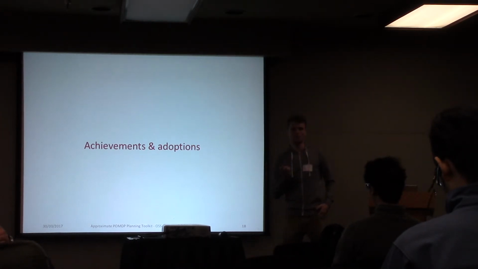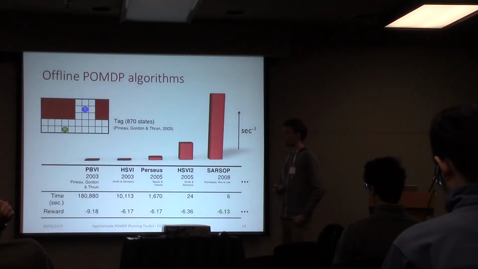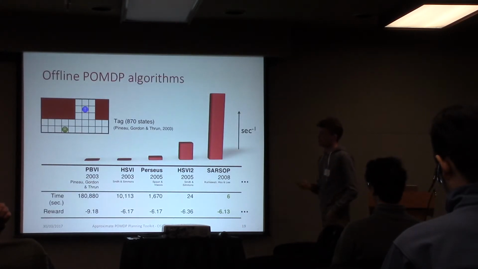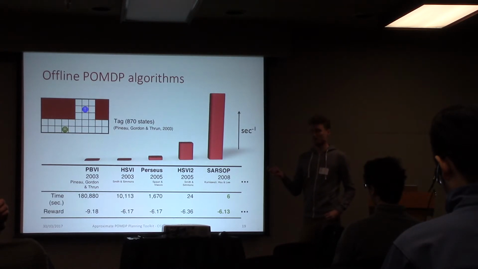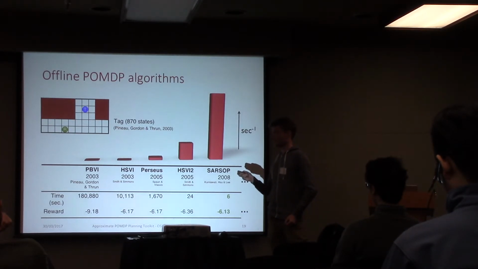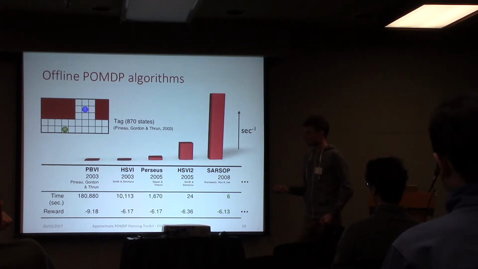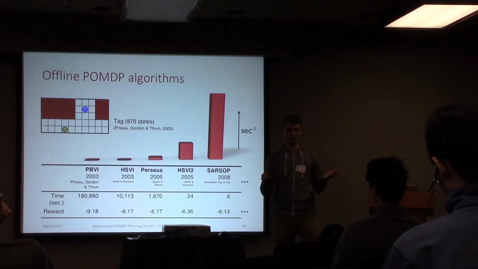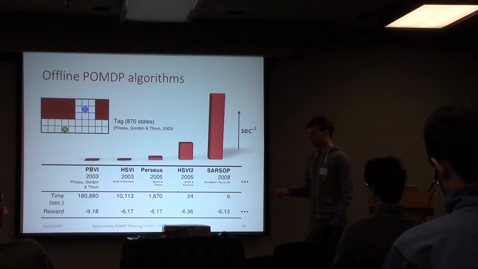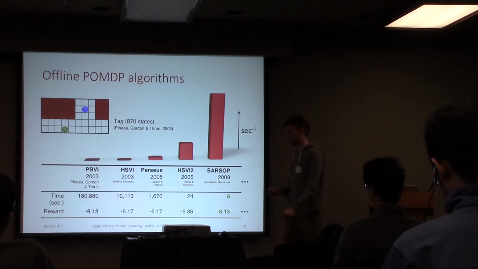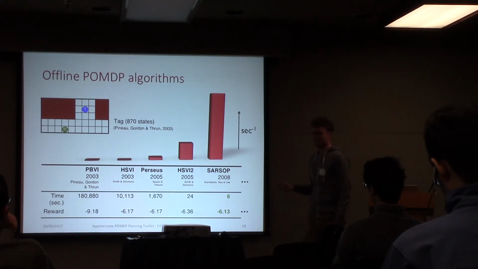Okay, now I just wanted to show you some achievements and adoptions of the APPL. So this figure compares the offline solvers and how they evolved over time, and these bars show the inverse of the time required to solve a relatively small benchmark problem, Tag, with 870 states. So in 2003, with PBVI, the first breakthrough in POMDP solving, it still required about 2 days to compute a reasonable solution to this problem. By 2008, SARSOP, our algorithm, can do this in 6 seconds.